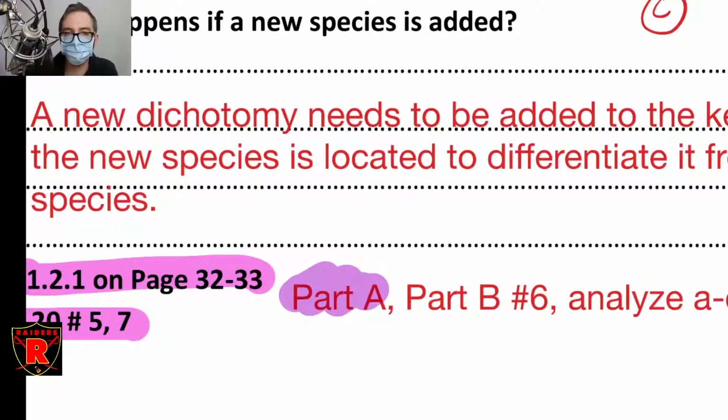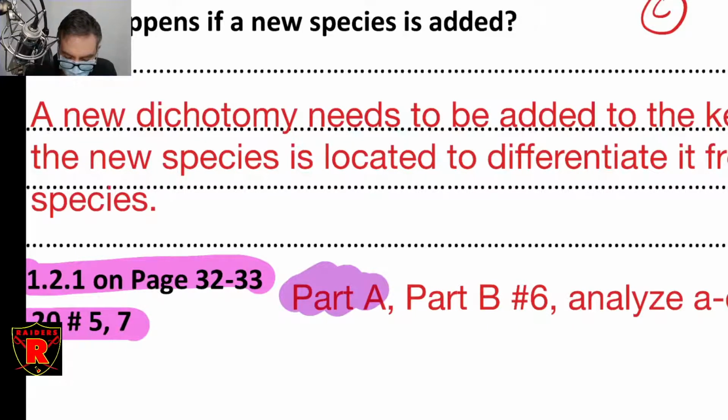Anyway, it's a key where it's like a choose your own adventure novel, where it's actually written out. Does it have this or does it have this? And if it has this, go to number 2. If it has this, go to number 3. So it's basically exactly like this, except it's written out as opposed to drawn out.